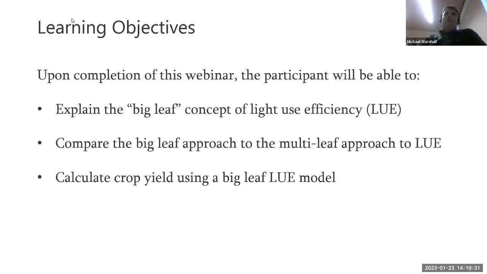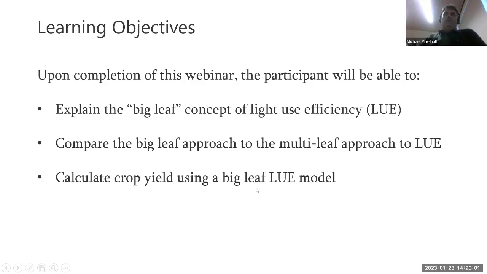Okay, so the learning objectives of today are basically, by the end, you should be able to explain what we call the big leaf concept of light use efficiency. So this is the modeling approach we're using. And the reason I start with this is there are more sophisticated models, but these are the models I use. I think they have a lot of advantages for large area applications. And also they're simple. They don't require a lot of data.